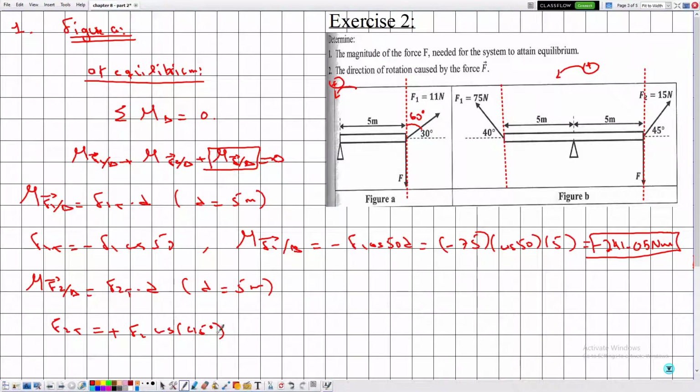Which is equal to plus 15, and we will say that the moment of F2 around the axis delta is equal to F2, which is 15, cosine 45 multiplied by D, which is equal to 15 multiplied by square root of 2 over 2 multiplied by 5. On the calculator this is given by 53.03 Newton meter.